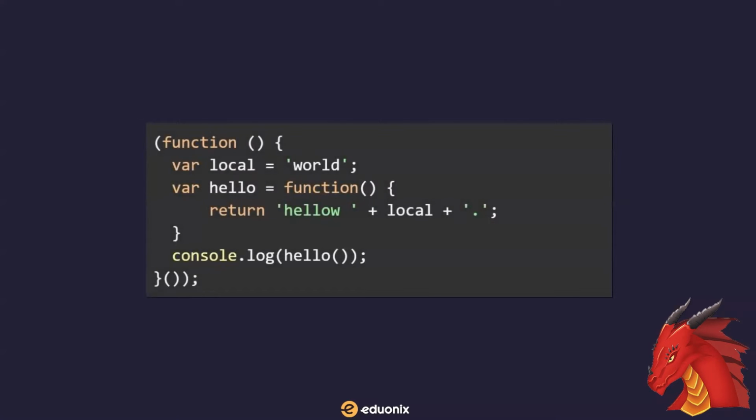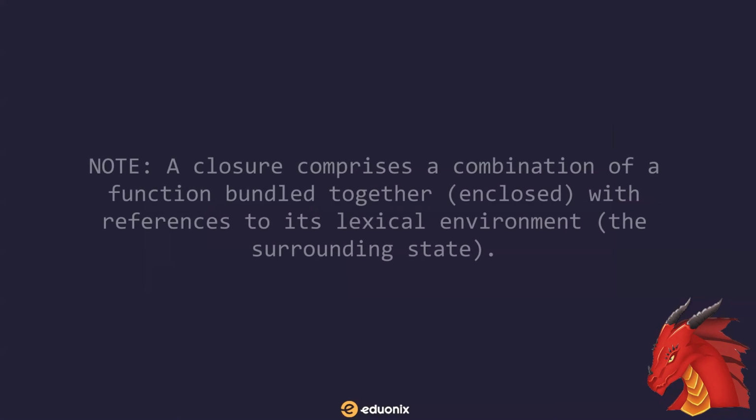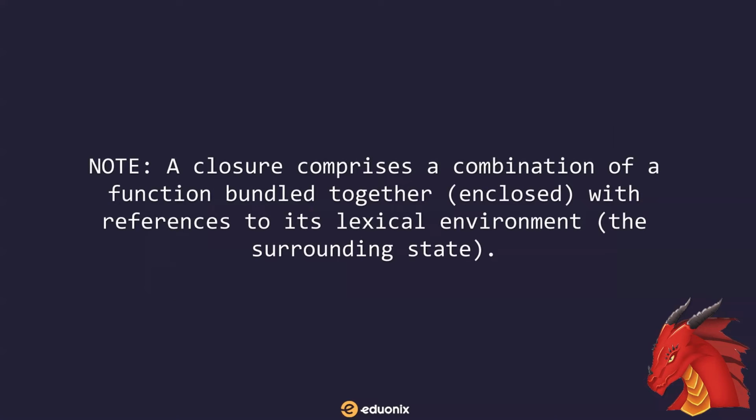Look at this piece of code. This function prints out the string, "Hello World." By us having used this construct, our anonymous function has its own evaluation environment, also known as its closure, and upon closure, we can immediately evaluate it. Note, a closure comprises a combination of a function bundled together, enclosed, with references to its lexical environment, the surrounding state.